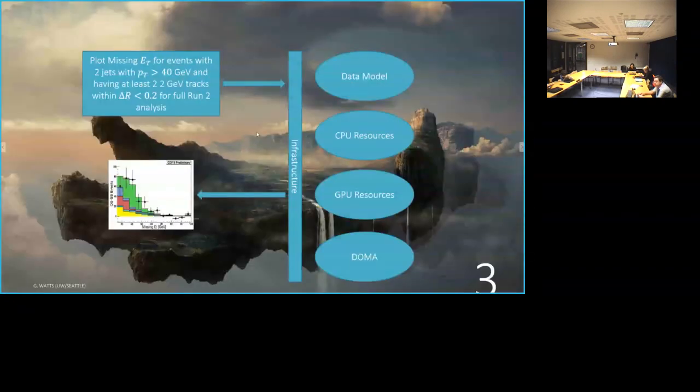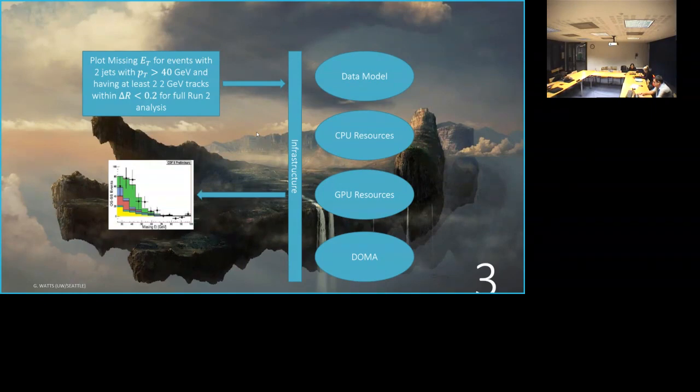So slide 3. The idea is, instead of operating at the analysis level, you operate at the plot level, say, or some sort of result object level. So for example, if you wanted to plot the missing ET for events with 2 jets with pT greater than 40, and each of those jets having at least 2 GeV tracks within a delta R of 0.2 of the jet axis, but you want to do it for all the data that we have accumulated for run 2.